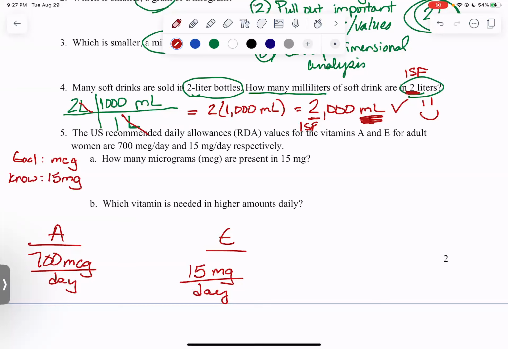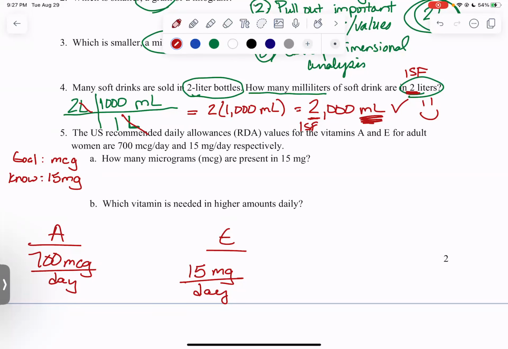That's the only thing they've given us. This 700, it's not part of the question. Yes, it's information, but it's not part of what we need to answer for A. So make sure that you're just pulling out what you need.